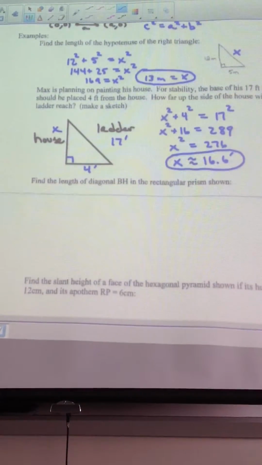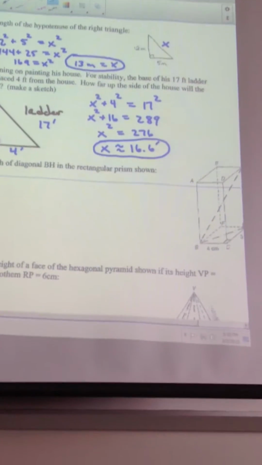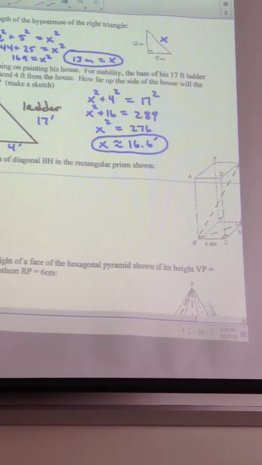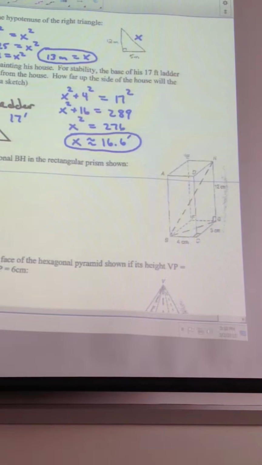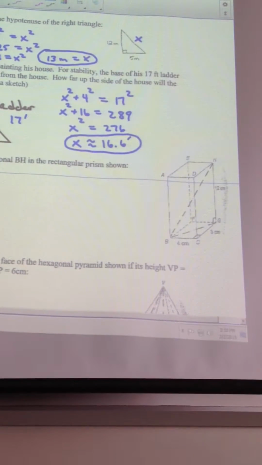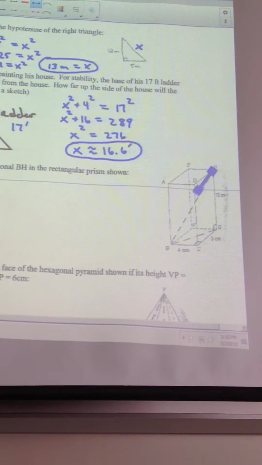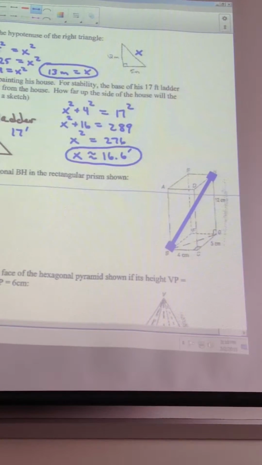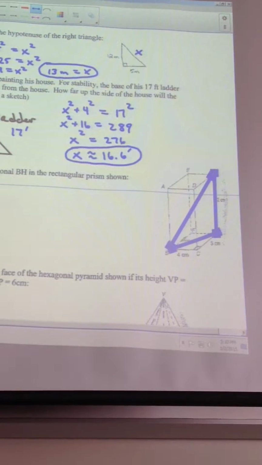Who knows? Okay, this next one is where we go 3D. We are going to find the length of the diagonal in this rectangular prism, and we're going to find, let's see, we want to find B to H. That is this segment right here. In order to do that, we have to create a right triangle that goes this direction, but we only have one number on the side here, and that number is 12. We don't know this one.